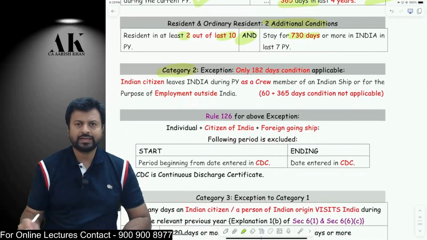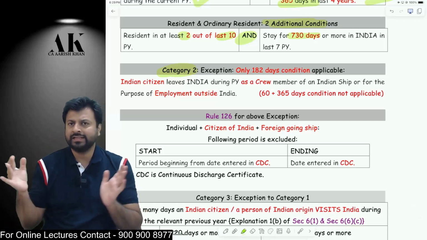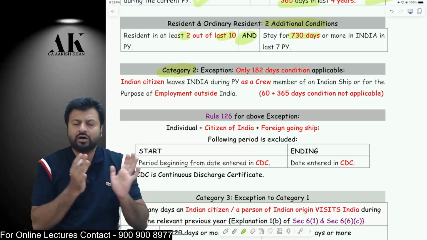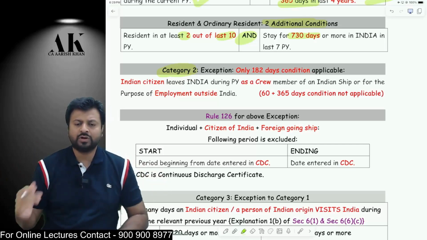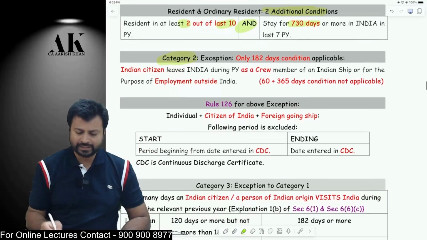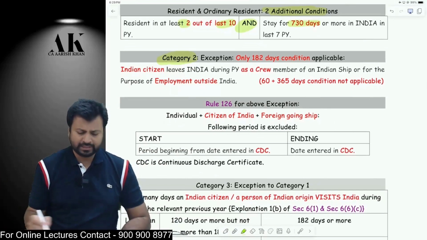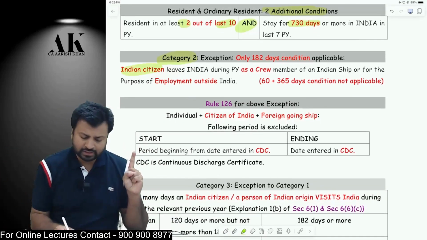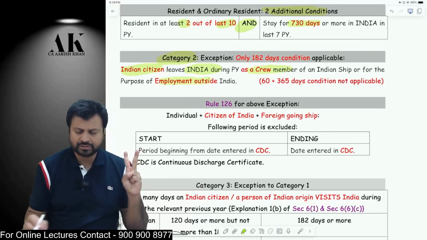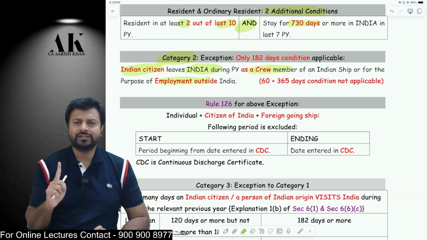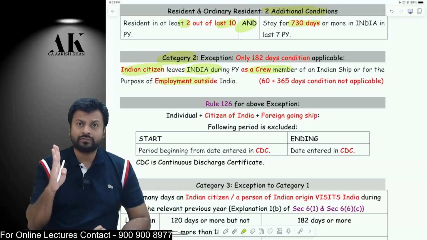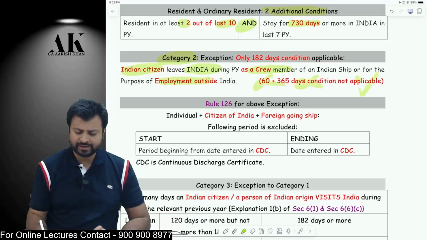Now, let's move on to the second category of residential status for individual. The first category is done. In the first category, there were two possibilities, 182 days or 60 plus 365 days. Now, the second category is only applicable to an Indian citizen who is leaving India during the previous year as a crew member of an Indian ship or for the purpose of employment outside India. For him, the condition of 60 plus 365 is not applicable.